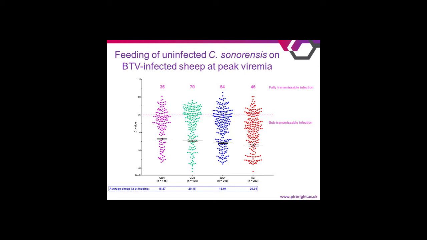It may suggest that the depletion of the CD8 and the WC1 gamma delta T cells may increase transmission of BTV at peak viremia in these sheep.